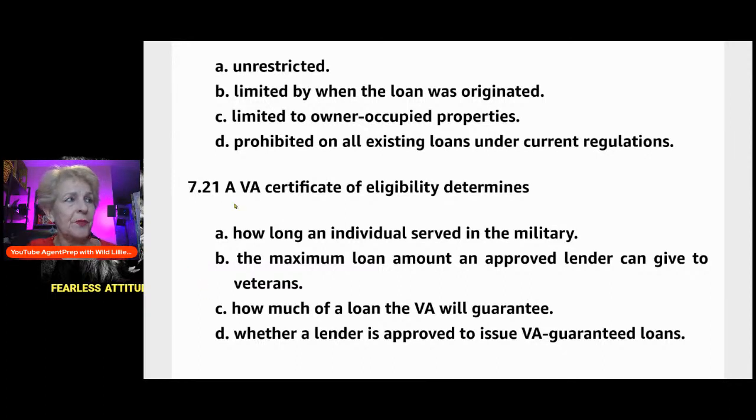Okay, 21. A VA, what is? Veteran Administration Certificate. So a Veteran Administration Certificate of eligibility determines. If you don't know what that is, go look it up in your vocabularies. So the certificate of eligibility determines what? A, how long an individual served in the military. B, the maximum loan amount an approved lender can give to veterans. C, how much of a loan the VA will guarantee. Or D, whether a lender is approved to issue VA guaranteed loans.